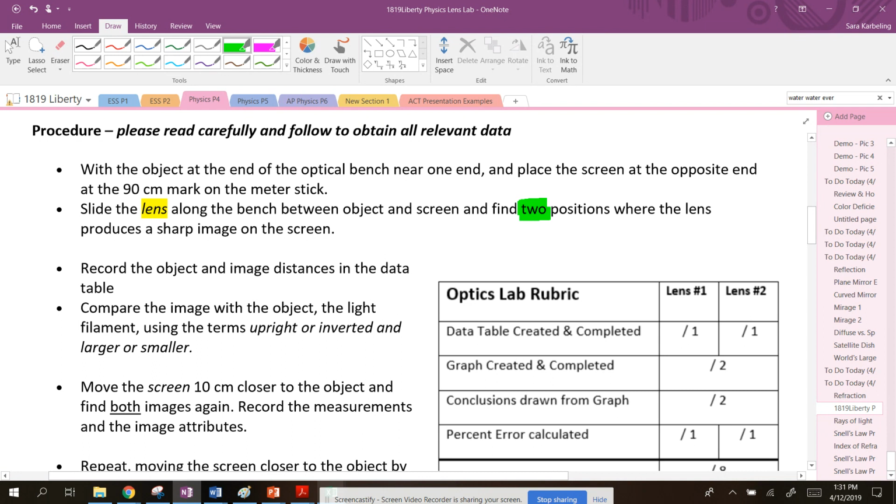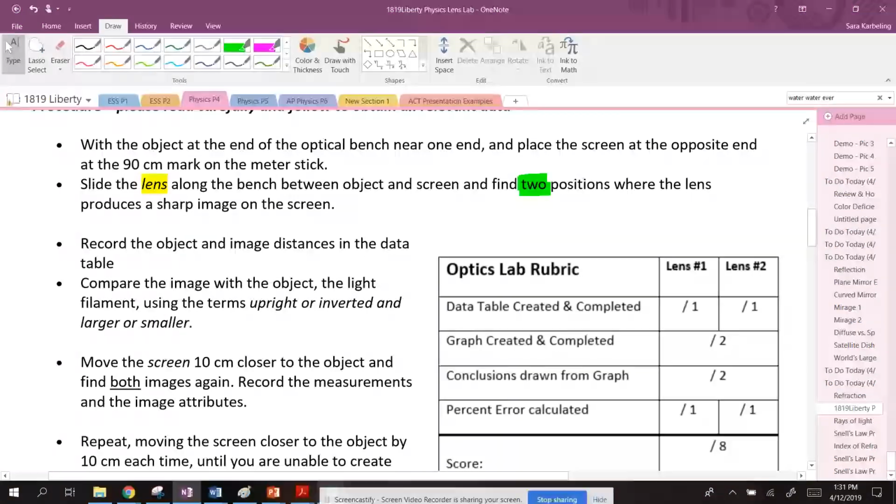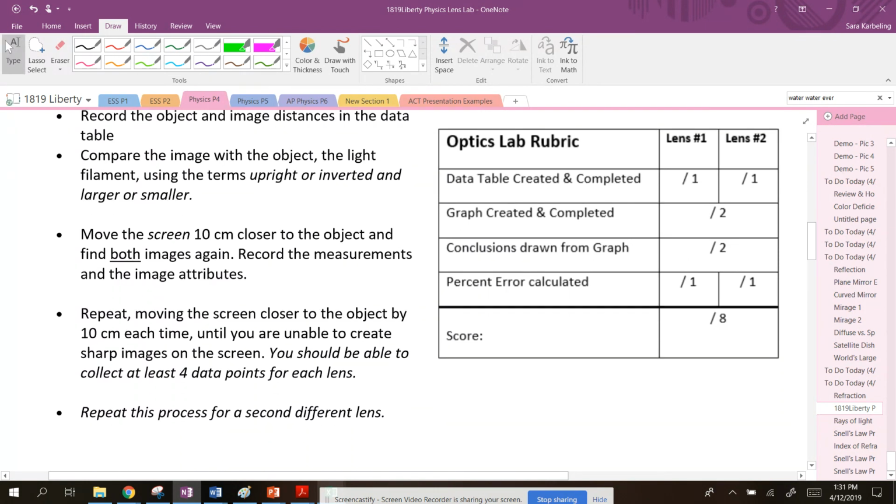Once you find those positions, you're going to record the image distance, which is this one here, between the screen and the lens, and the object distance between the lens and the lamp. All of the distances are measured from the lens, which is helpful to know. And then you're also going to look at the image and determine whether it's upright, that means sitting the right way up, or inverted, which means upside down. And then also, is it larger or smaller? So you're going to figure out all that stuff.